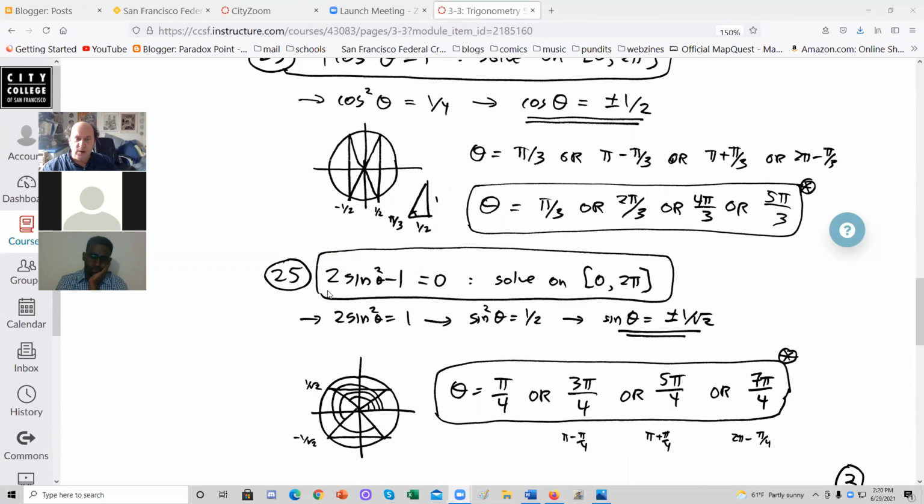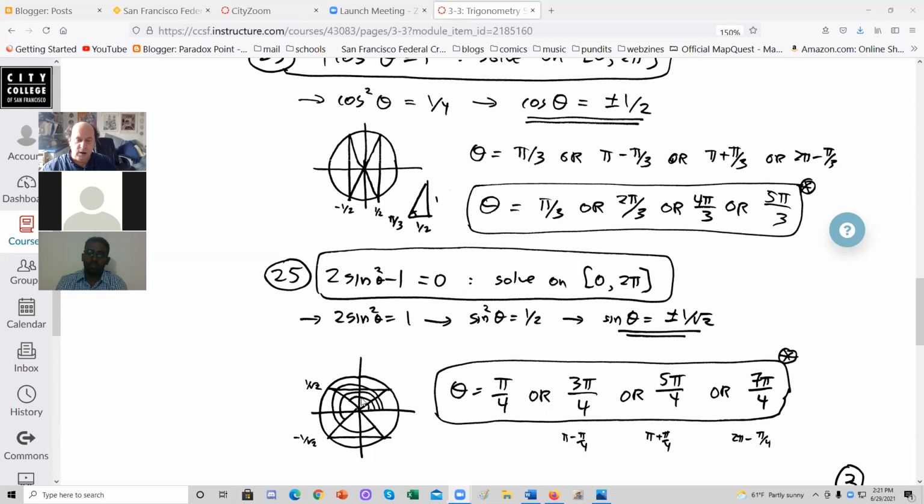Now here it is, 2 sine squared theta minus 1 equals 0. Solve on unit circle. Okay, transpose the 1, 2 sine squared equals 1, divide by 2. Sine squared theta is 1/2. So sine is plus or minus 1 over root 2. So you go up or down 1 over root 2. Okay, so that means we get a 1 over root 2, 1 over root 2, 1 triangle.